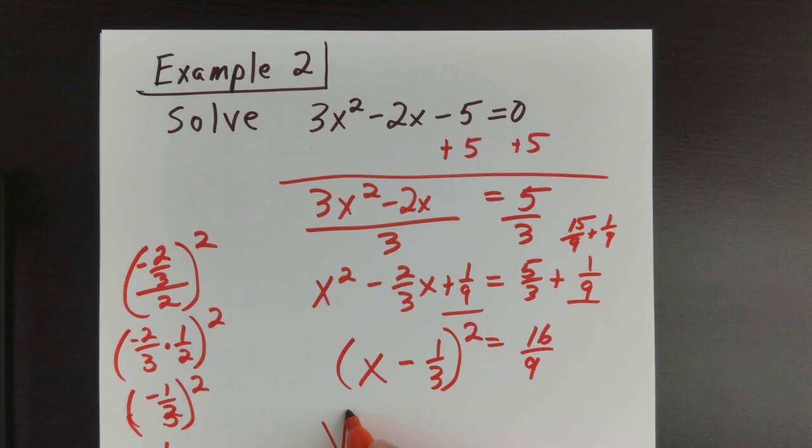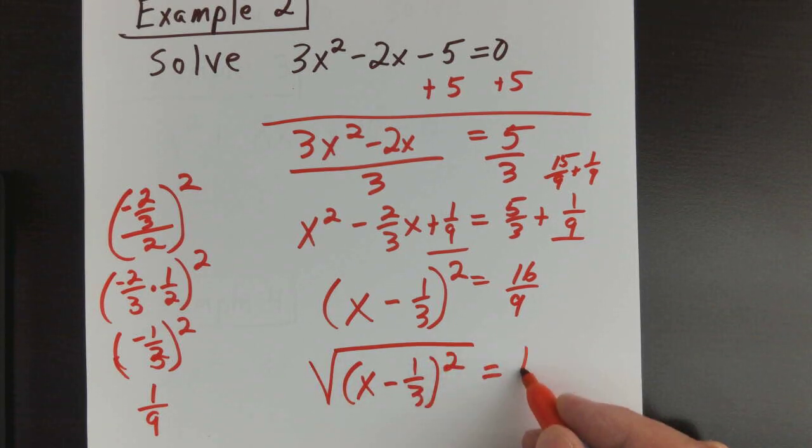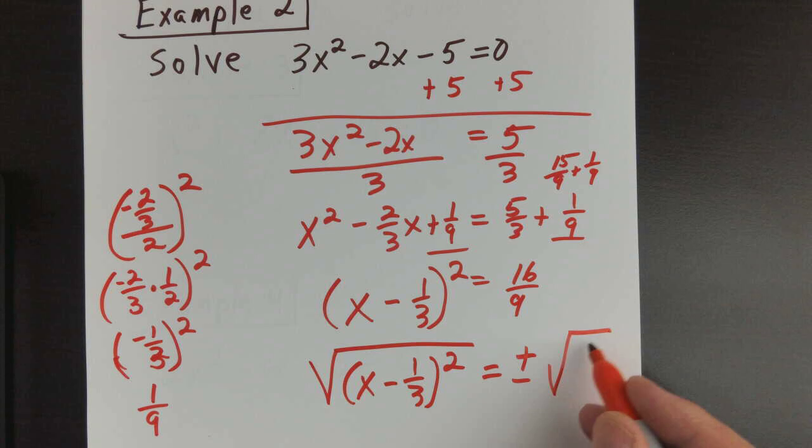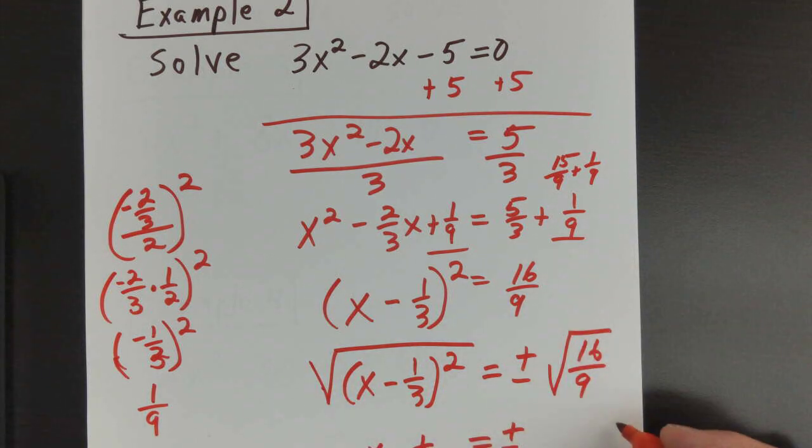And then if I take the square root of both sides, I got a positive and negative square root, remember, 16/9. The square and square root cancel, and that gives me x minus 1/3 equals plus or minus the square root of 16/9, which is the square root of 16 over the square root of 9. We can divide that up, and those are both perfect squares, so that's plus or minus 4/3.